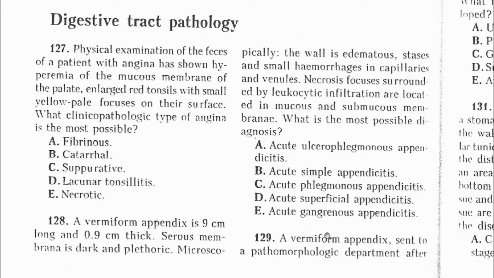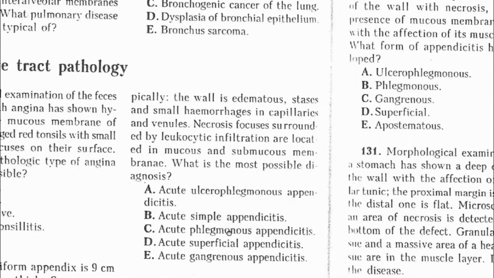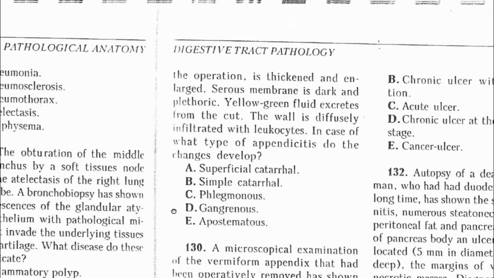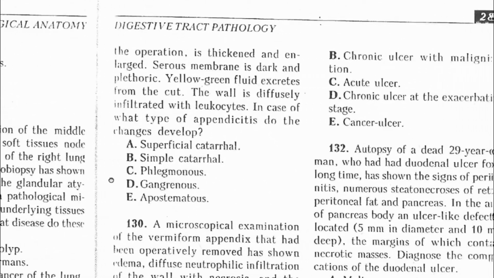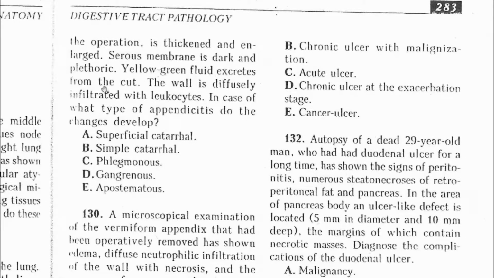129. A vermiform appendix sent to the pathomorphologic department after the operation is thickened and enlarged. Serous membrane is dark and plethoric. Dark yellow-green fluid excretes from the cut. The wall is diffusely infiltrated with leukocytes. In case of what type of appendicitis do the changes develop?